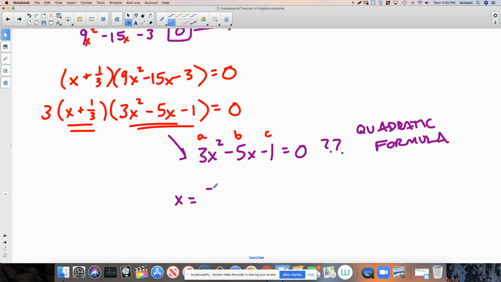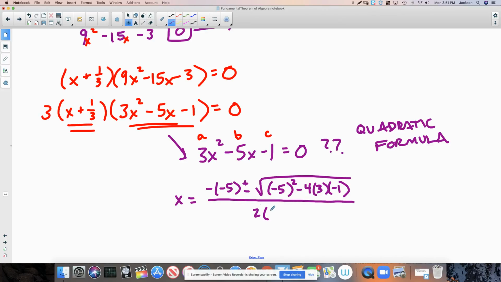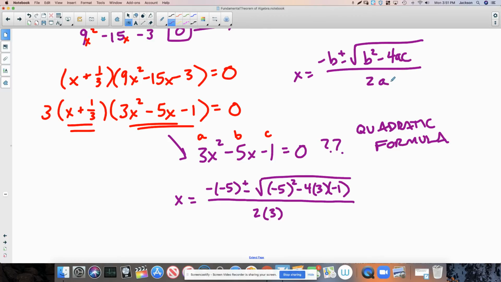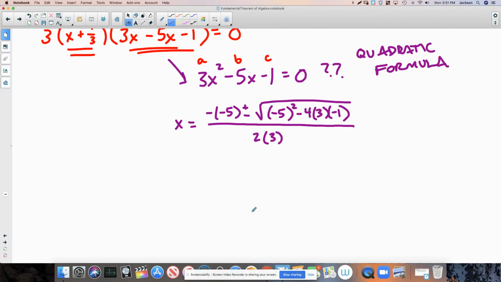x is equal to the opposite of b plus or minus the square root of b squared minus 4ac, all over 2a. Remember that? Do you remember your quadratic formula? I'll write it up here real quick in case you don't. Put this in your notes. Some people memorize it by a song. Some people just know it. Some people are 39-year-old math teachers and have done this for 18 years and just remember what this looks like.